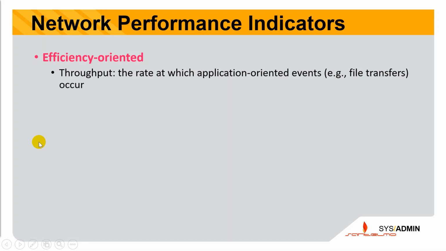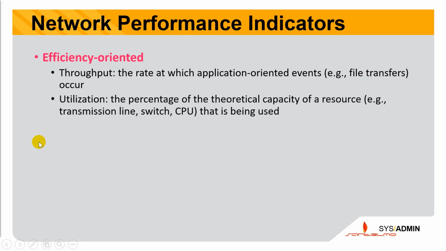Next would be utilization. This is the percentage of the theoretical capacity of a resource, for example a transmission line, switch, or CPU, that is being used. We can monitor this via an application, or if you are using your PC, you can monitor the CPU utilization and the RAM utilization via the task manager, and that is an efficiency-oriented performance indicator. So we measure the performance either via efficiency-oriented or service-oriented indicators, and of course that would depend.